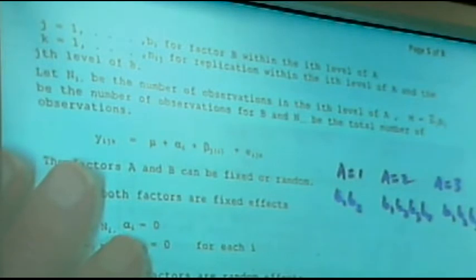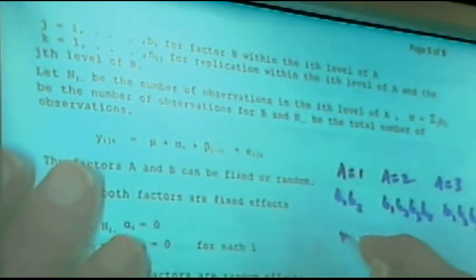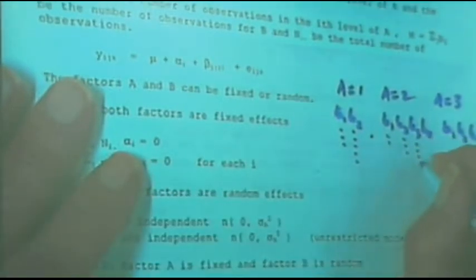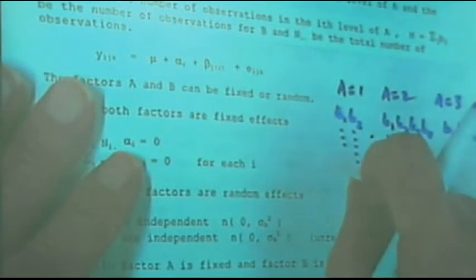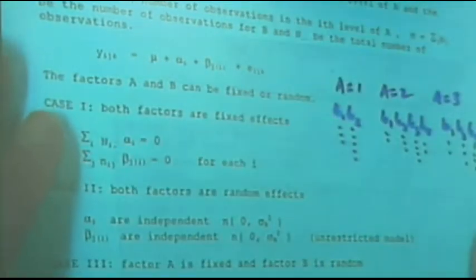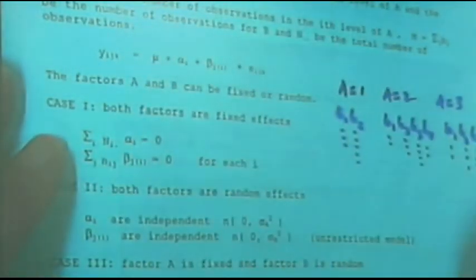Now, as far as the replication in these things, it says K goes 1 to n_ij. So K is the replication subscript. It's how many observations do we have in each of these junctions here? And so forth. The data, we have different numbers of replications in the locations. So that's all specified in the notation above.